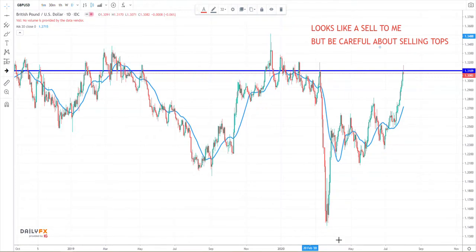This is your weekly analysis for pound versus the dollar, the Great British Pound versus the US dollar, aka cable. The date is August 2nd, 2020, 11:38 a.m. Sunday morning here in the States.